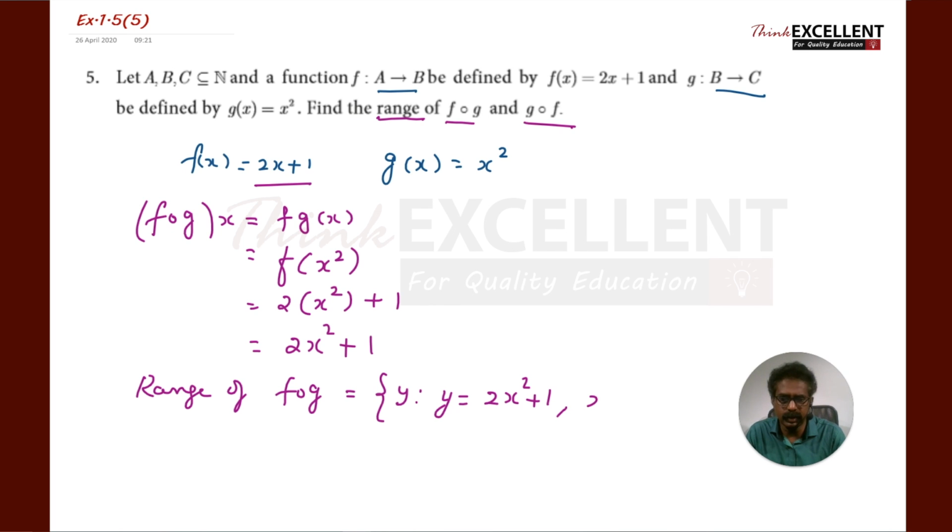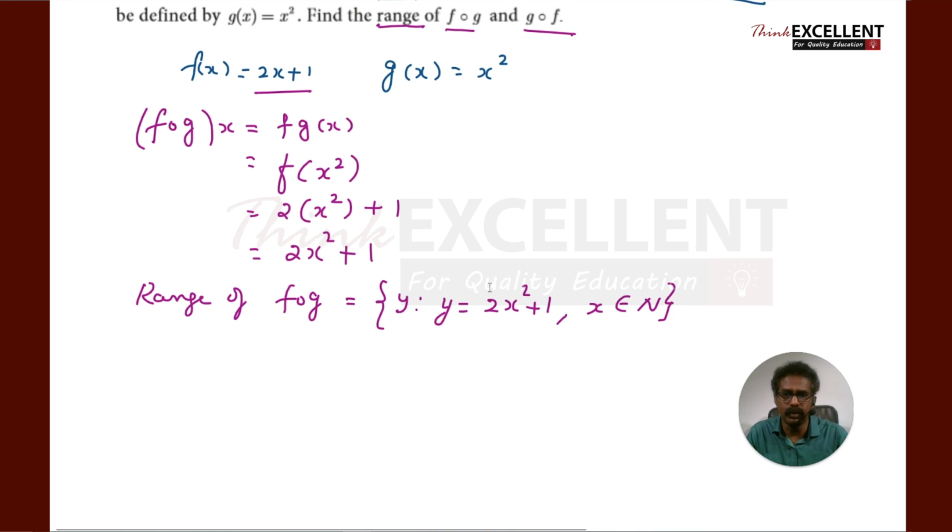And you mention x belongs to N. This is how you have to write the range. Usual method, you find F composition G. What answer are you getting? 2x square plus 1. But when you write the range, range is equal to the set of all y such that y equals that answer, 2x square plus 1, and x belongs to N. So this is F composition G and its range.